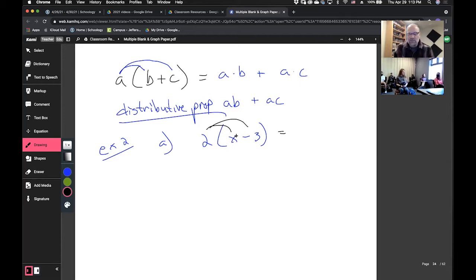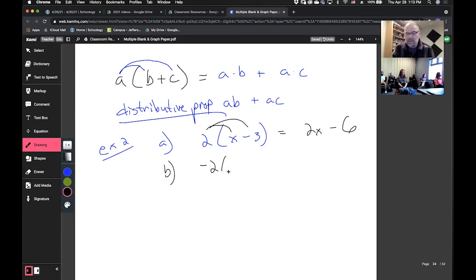Okay, you don't have to know what X is. I'm thinking 2x minus 6. That's it. That's all you do. 2 times x is just 2x. 2 times 3 is 6, but you're subtracting it, so minus 6. Good job. All right, let's try another one.